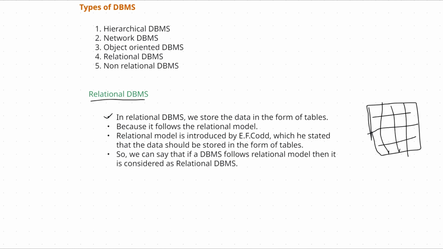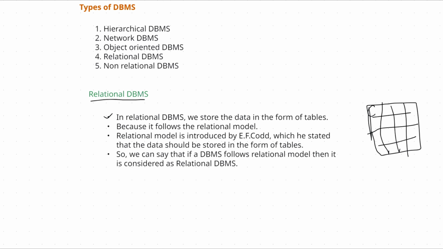So in relational database, we will be storing the data only in the form of tables. Why only in the form of tables, why not in another way? Because this relational DBMS follows the relational model. So let's see what this relational model is. The relational model was introduced by E. F. Codd, who stated that the data should be stored only in the form of tables.